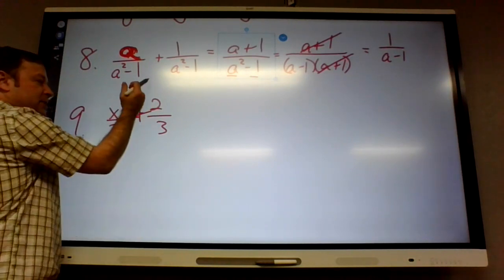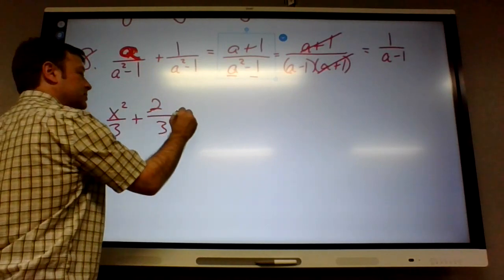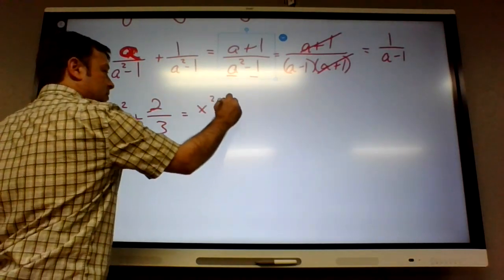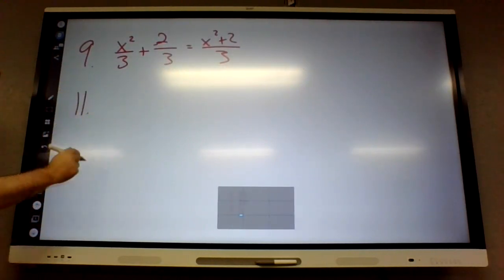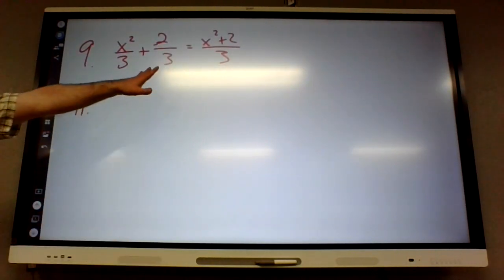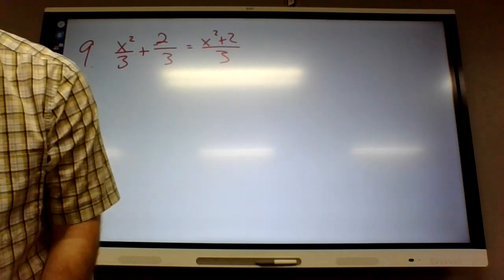You like that one? Okay, so it's just x squared plus 2 over 3. Is that going to reduce? No, definitely not. X squared plus 2 does not factor in any way. It's not a square minus a square. Can't take anything out. Nothing.